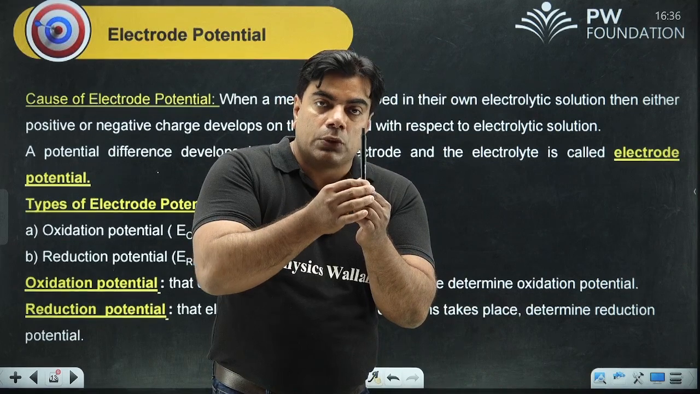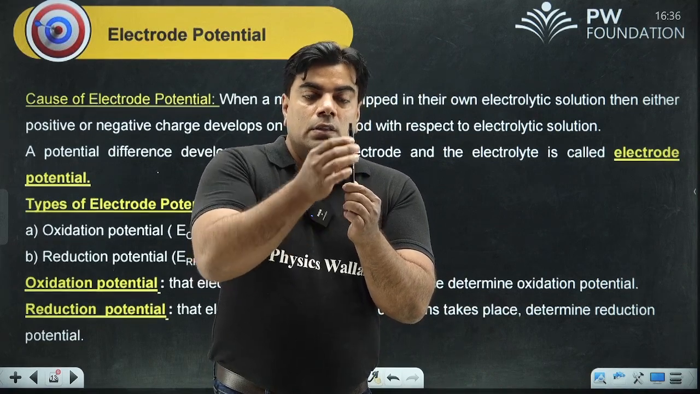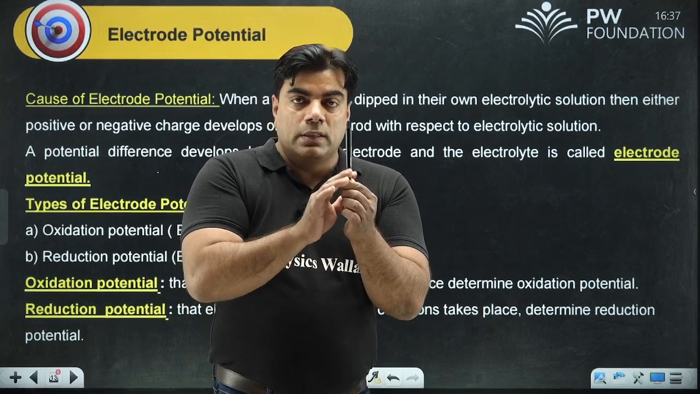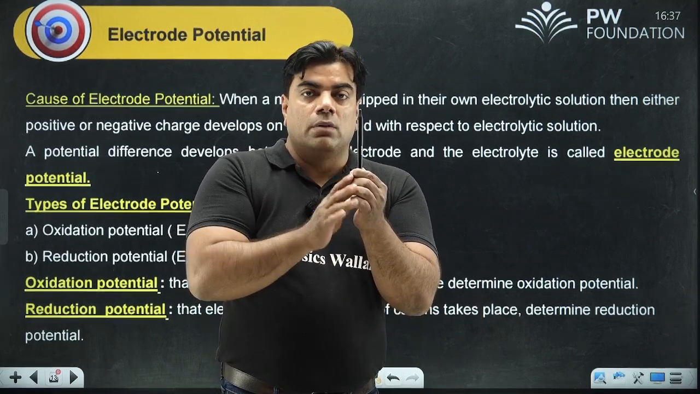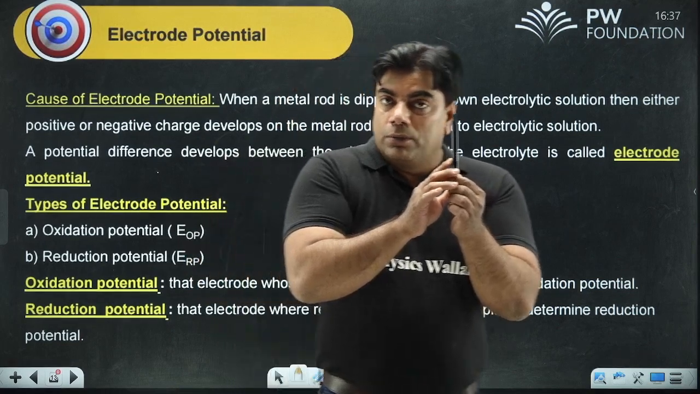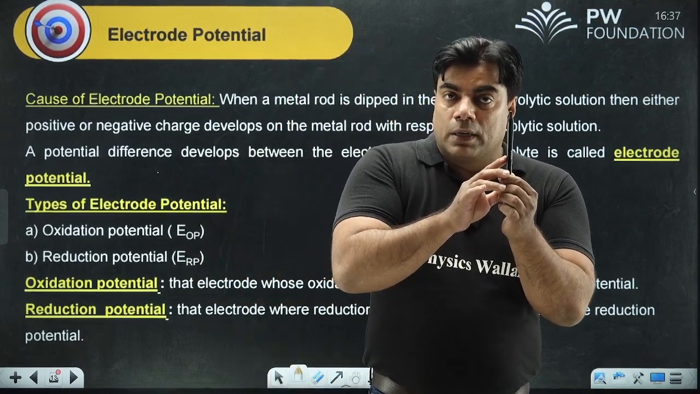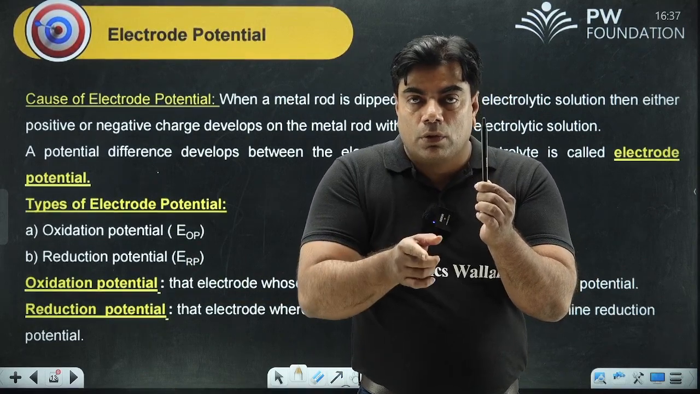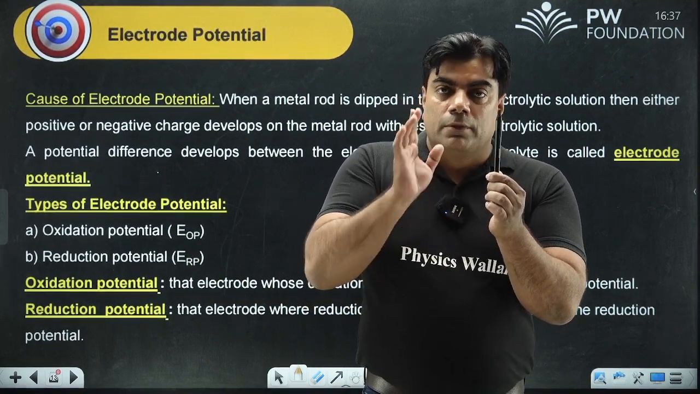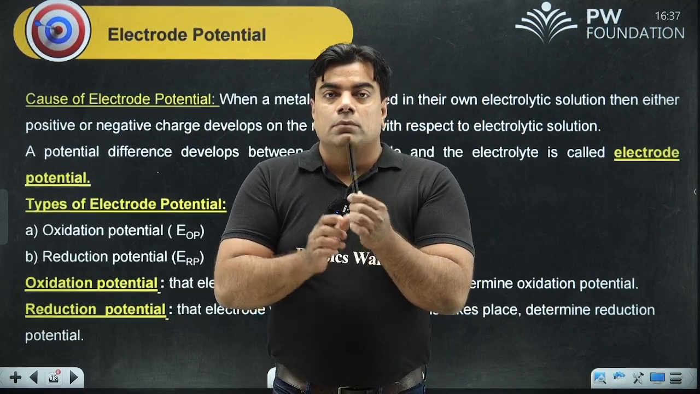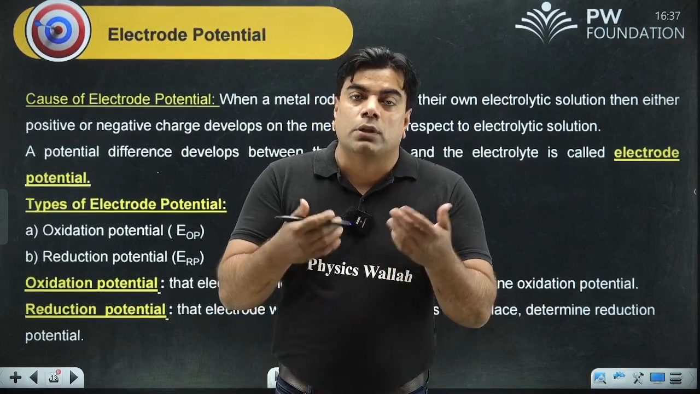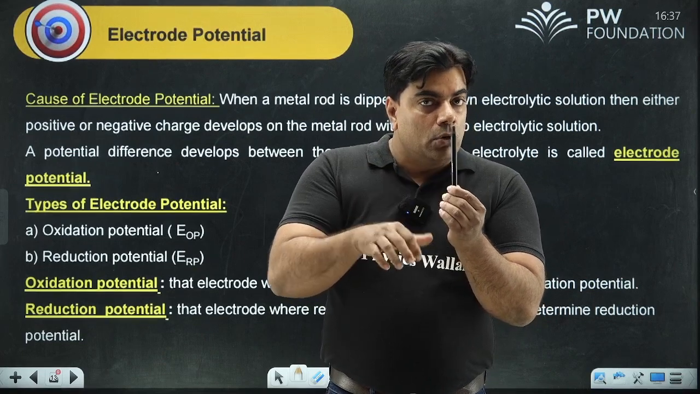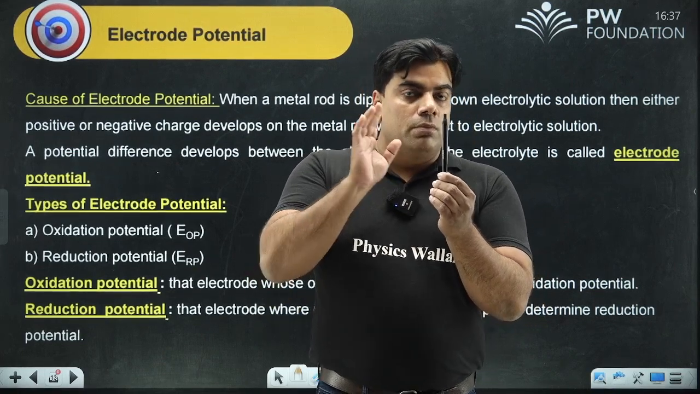in this electrode, and hence this electrode becomes negatively charged. And because of the shifting of copper cations, Cu2+ ions, from this metal rod to the aqueous solution of CuSO4, the aqueous CuSO4 becomes positively charged. Copper rod becomes negatively charged and copper sulfate solution becomes positively charged.